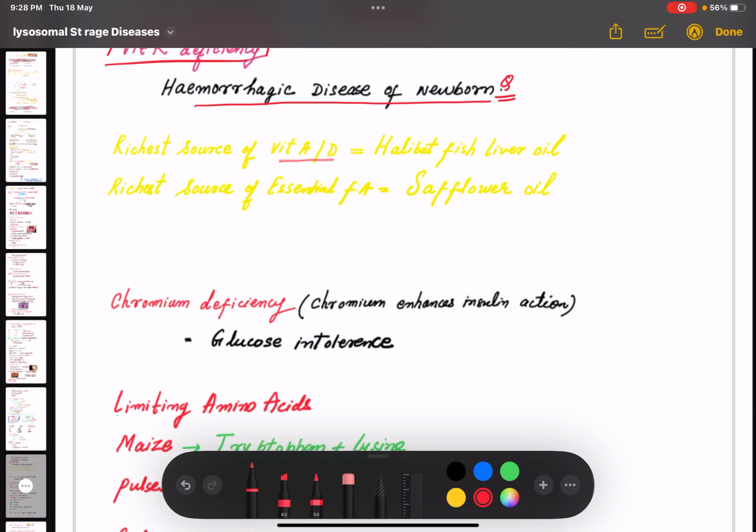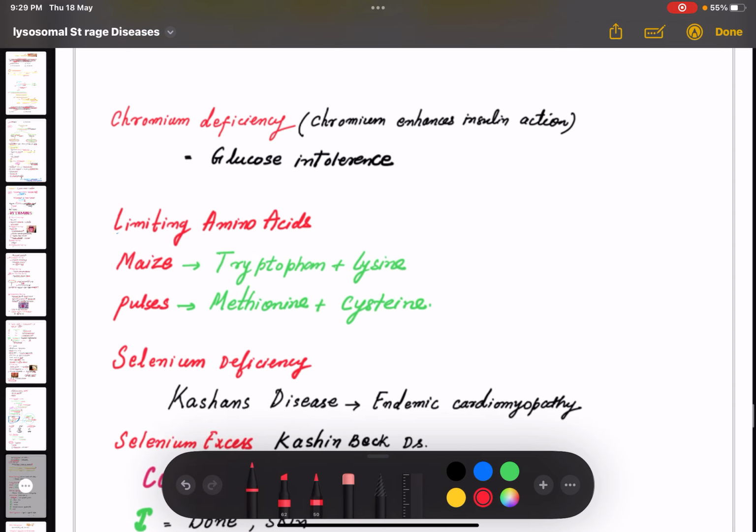The richest source of vitamin A and vitamin D is halibut fish liver oil, and the richest source of essential fatty acids is safflower oil. Chromium deficiency: this chromium is very important. Why? Chromium enhances insulin action. It increases the action of insulin. If there is chromium deficiency, the patient will have glucose intolerance.